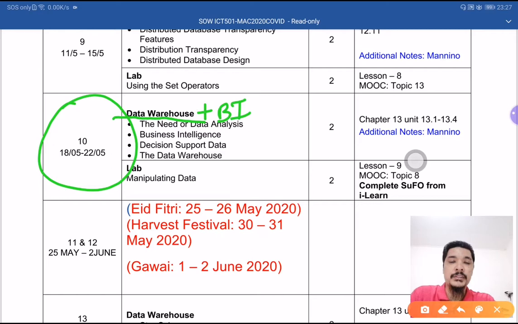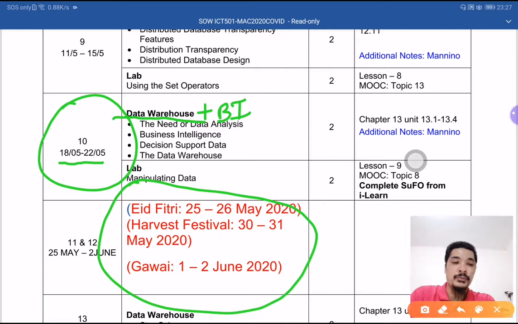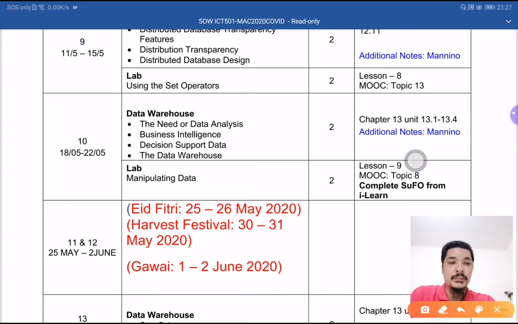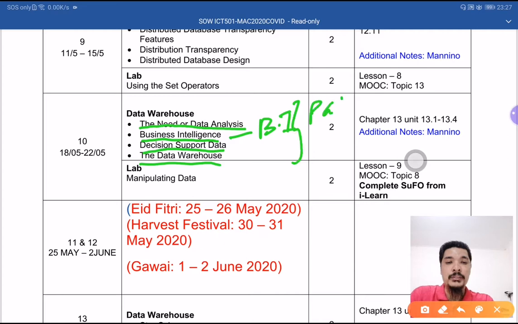Now we are in week 10. It's supposed to start from 18:05 until 22:05, and by next week we're going to celebrate Hari Raya, so we have to stop here. For these lessons, number one is the data warehouse and the needs of data analysis, and number two is business intelligence. This is very important, what we call BI: the decision support data and also the data warehouse. In this video, we're supposed to stop here. This is considered part one.